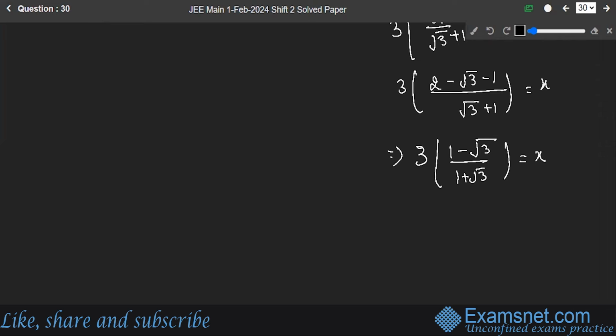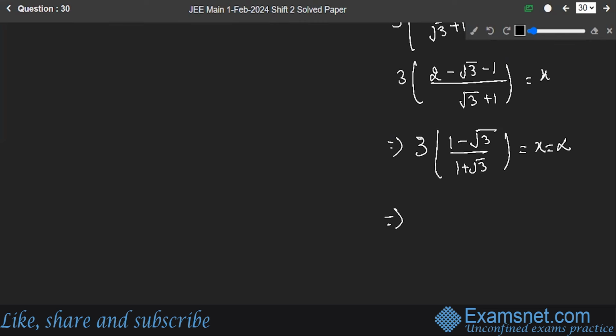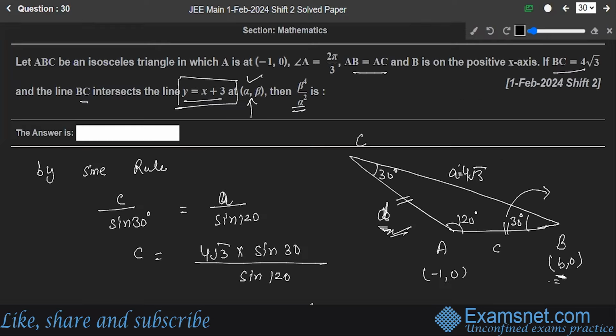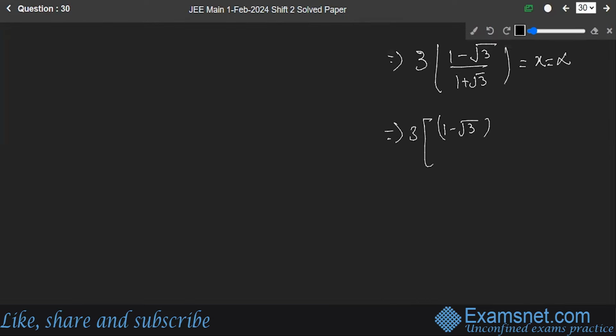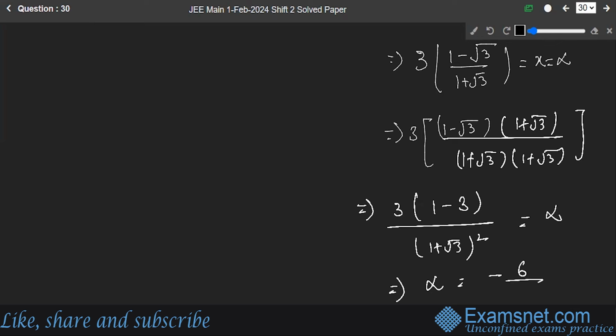Right, this x is your alpha and this one is your beta, right? Let's do one thing. I'll rationalize the denominator. This will be 1 minus root 3 whole square upon, or instead of that, what will I do? I'll do this. There's a reason, you'll come to understand why I have not rationalized the denominator. Instead, I've multiplied the numerator and the denominator with 1 plus root 3. So this will be giving me this, and here will be 1 minus 3 upon 1 plus root 3 square. This is equal to alpha, or alpha is equal to minus 6 upon 1 plus root 3 whole square.